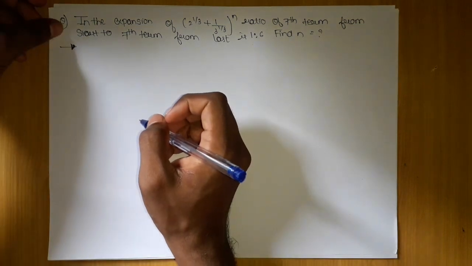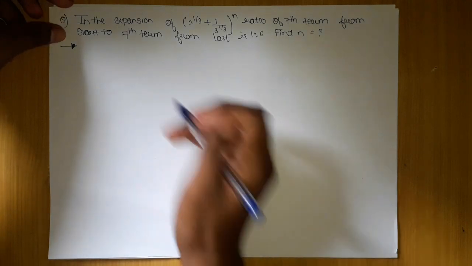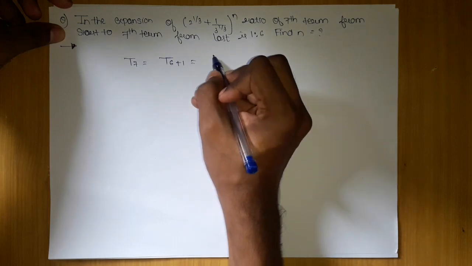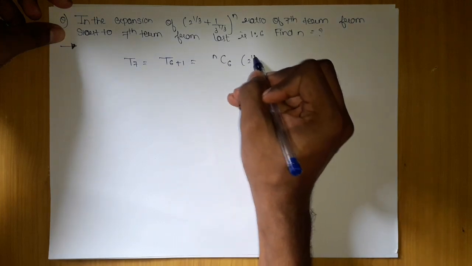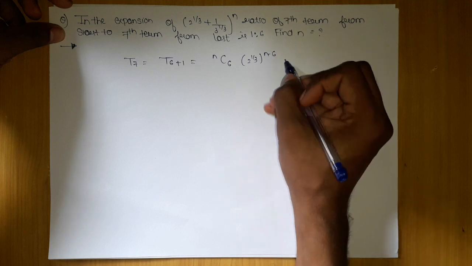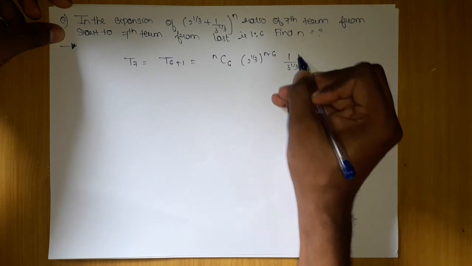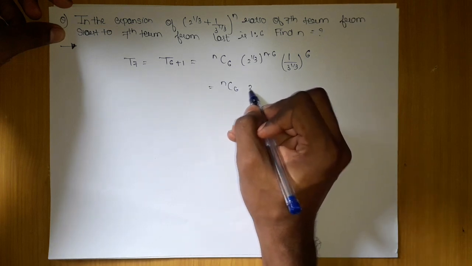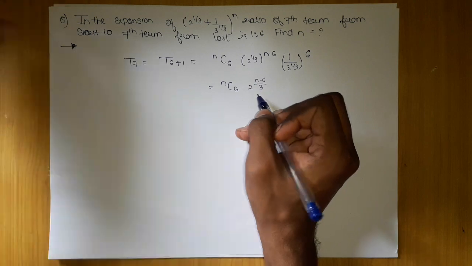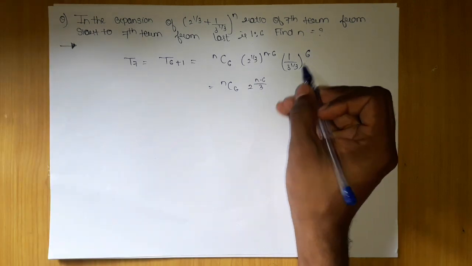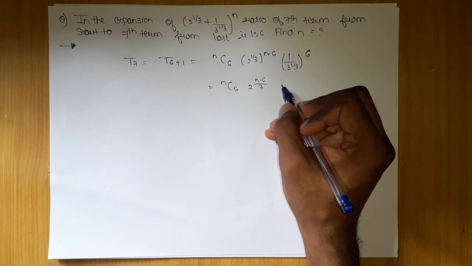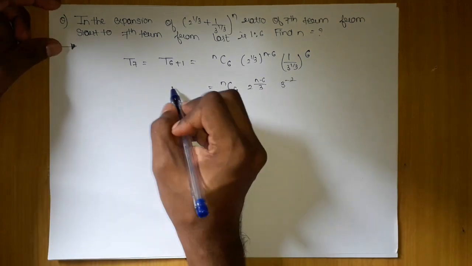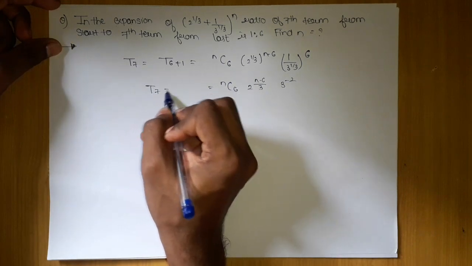You should know the meaning of each and every statement. So t7 from the start is nothing but t(6+1), which will be nC6 into (2^(1/3))^(n-6) into (1/3^(1/3))^6. If you simplify, nC6 into 2^((n-6)/3), and here the cube root will get cancelled out and this will be 3^(-2). So we got t7, which is t(6+1).